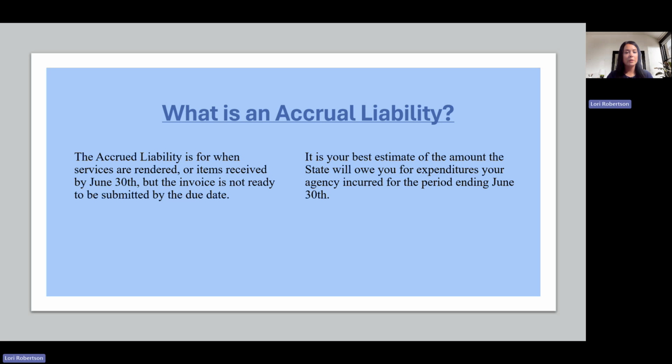What is an accrual liability? The accrued liability is for when services are rendered or items received by June 30th, but the invoice is not ready to be submitted by the due date. It is your best estimate of the amount the state will owe you for expenditures your agency incurred for the period ending June 30th.